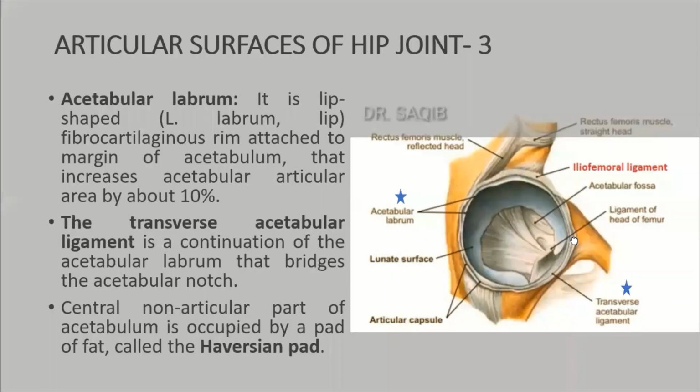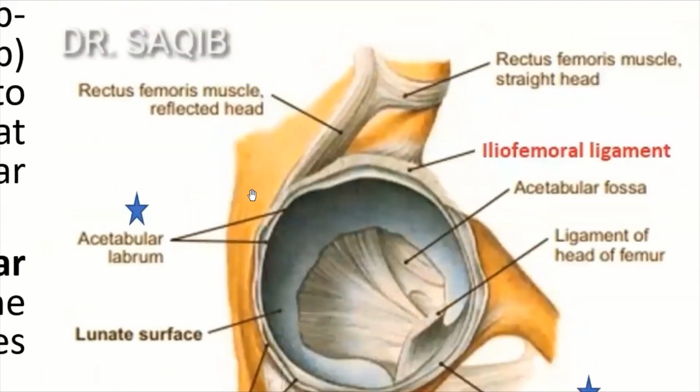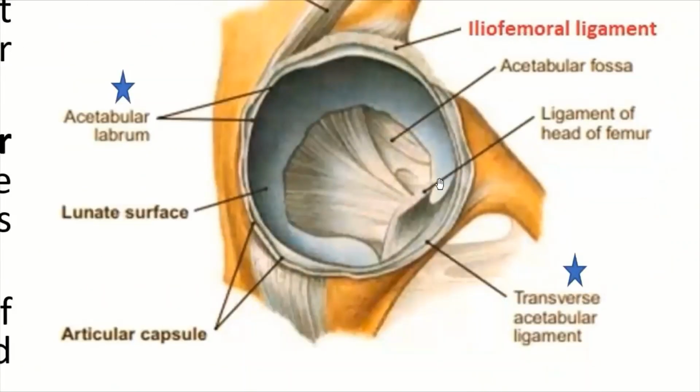So let's zoom in again. So here you could see this is the acetabular labrum, right? You could see this is the acetabular labrum, attached to the acetabular lip. And this is the lunate surface, and here below, the acetabular notch is bridged by the transverse acetabular ligament, and this transverse acetabular ligament is the continuation of the acetabular labrum at this notch, the acetabular notch.